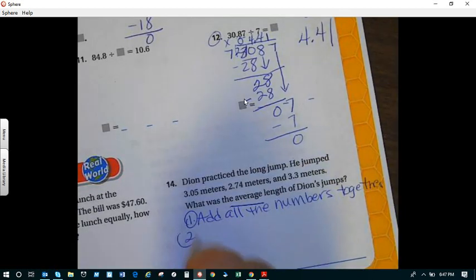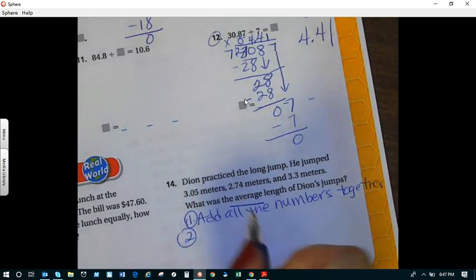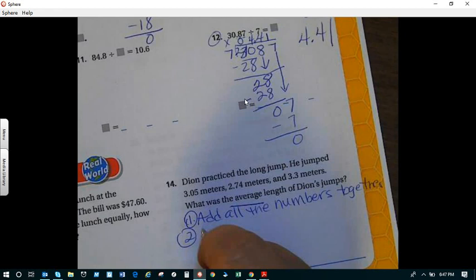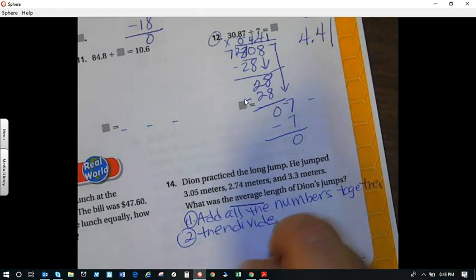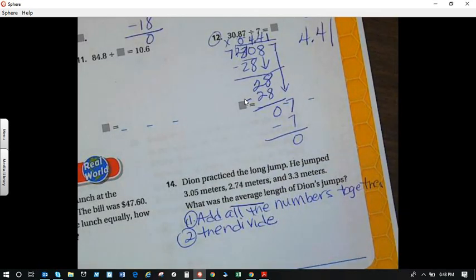And the second thing is we're going to take the sum and divide it by the number of numbers we added up. We'll divide the sum. All right.